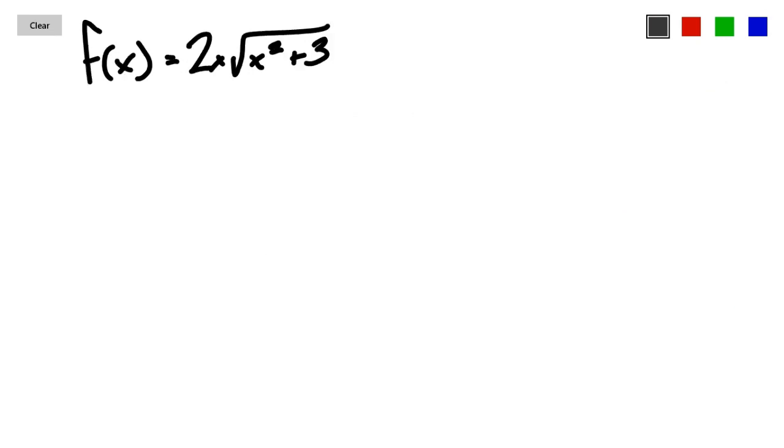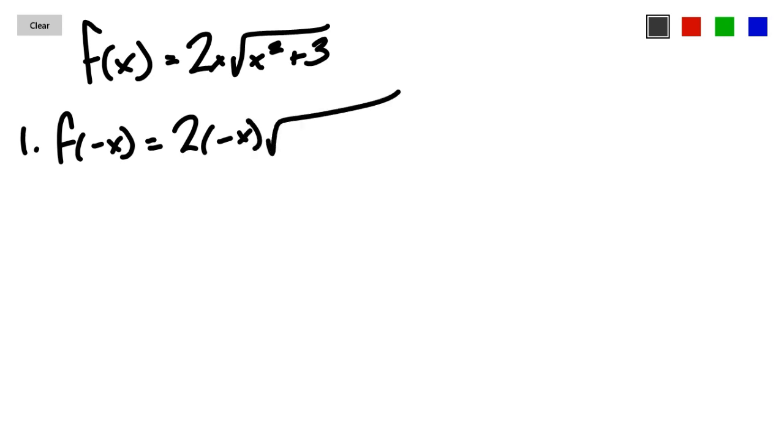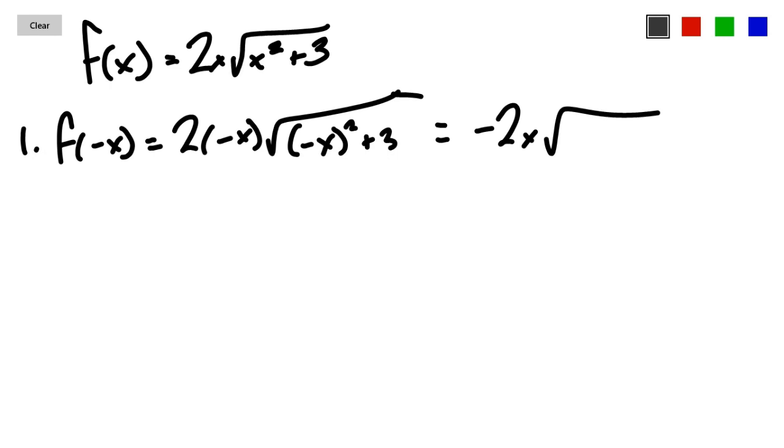Alright, let's say that I had f of x is equal to 2x times the square root of x squared plus 3. So first I'm going to check and see whether the function is even. And I'm going to do this by plugging in negative x for x in the function and seeing what I get. So f of negative x is going to be equal to 2 times negative x times the square root of negative x squared plus 3. And when I work it out, I end up with a negative 2x out in front. And negative x squared is just x squared. And I have a plus 3 inside the radical again.